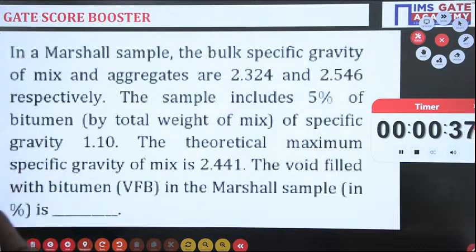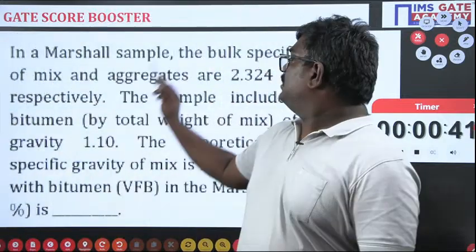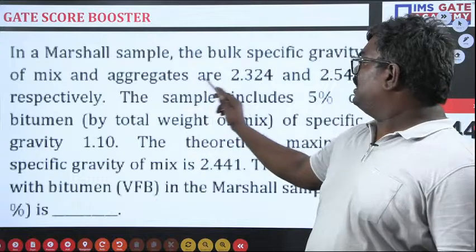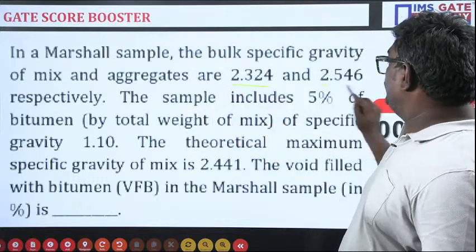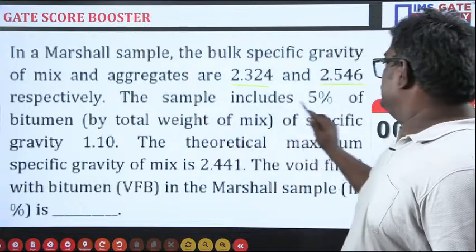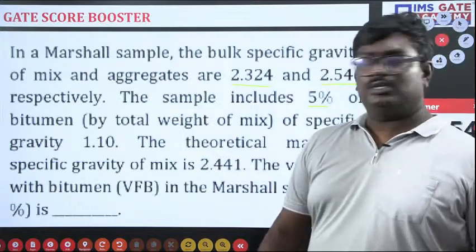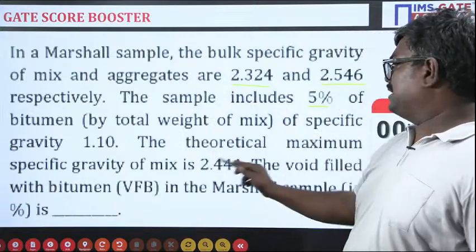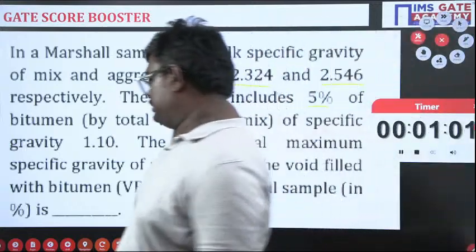Now see students here, in a Marshall sample, the bulk specific gravity of the mix and of the aggregates are 2.324 and 2.5246 respectively. The sample includes 5% of bitumen and the specific gravity of bitumen is 1.1. The theoretical maximum specific gravity is 2.441. The voids filled in the bitumen is?